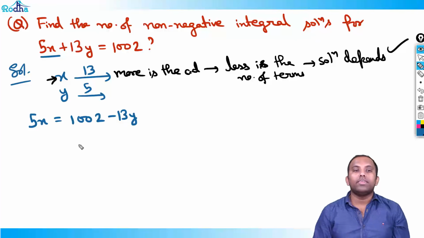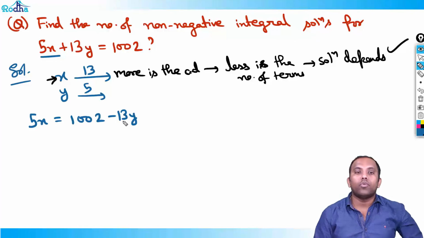It's quite easy to see here at what value of y I'll get x as an integer. You can easily do it in your mind. Since it is 5, a multiple of 5 is very easy. It has to end in either 5 or 0.